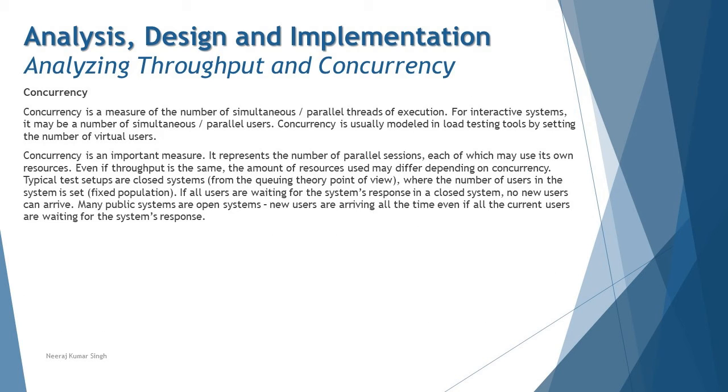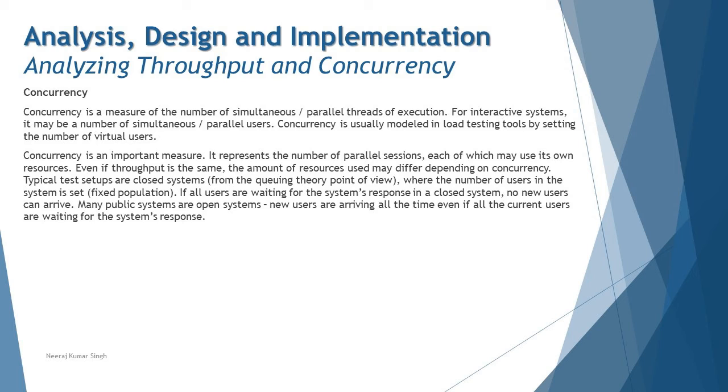Further, on the other hand, we are talking about concurrency, which simply means the number of simultaneous users working on any particular scenario. Concurrency is a measure of the number of simultaneous parallel threads of execution, or can be referred to as the activities being performed by the number of users. For interactive systems, it may be the number of simultaneous or parallel users. Concurrency is usually modeled in load testing tools by setting the number of virtual users. If you have worked with performance testing tools like JMeter or LoadRunner, you know you have a provision in the controller to define the number of users who will be creating those threads.